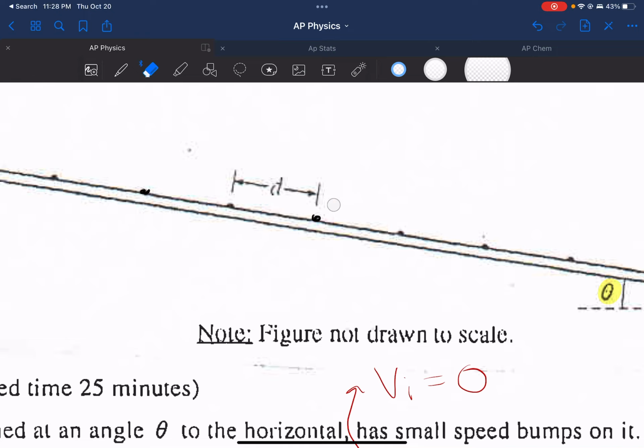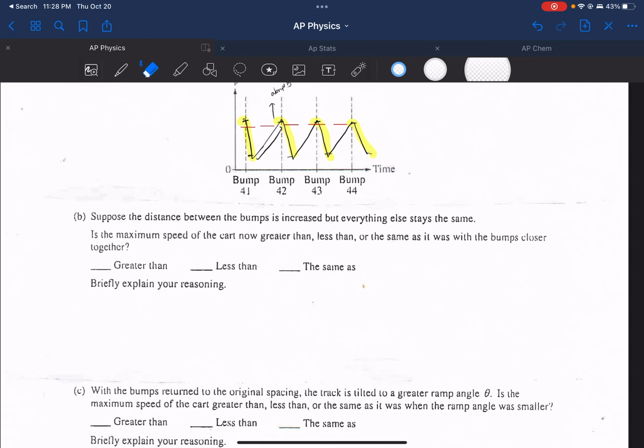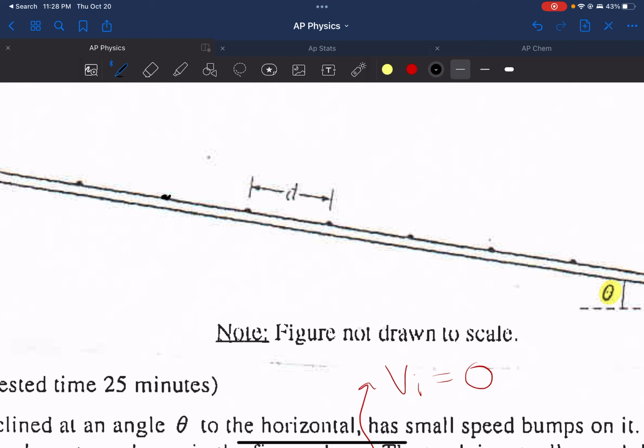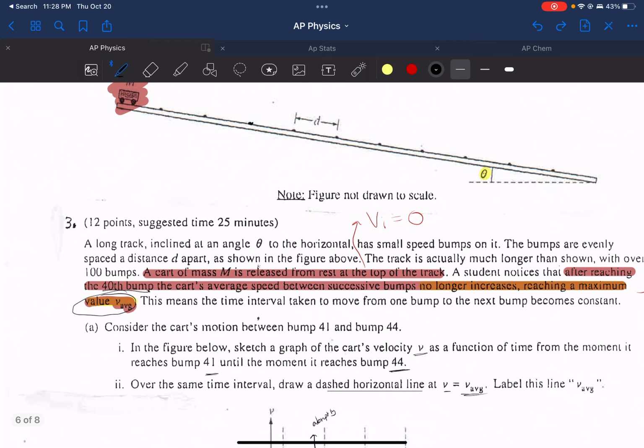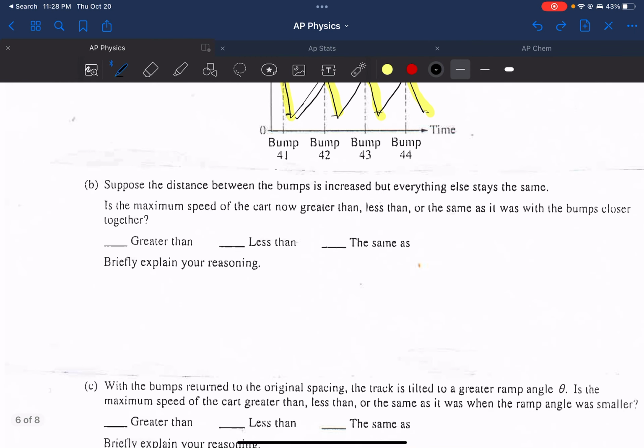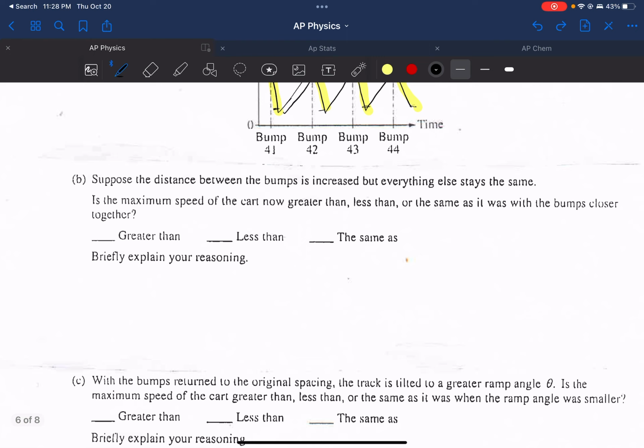So it asks, is the maximum speed of the cart greater than or less than? Well, it's going to be greater than, right? Because when you think of it, the cart's going to have more room to accelerate with more distance. Because when you think of just in general the relationship between distance and acceleration, they're related to each other. They're proportional to each other. Okay, so I'm going to just check off this greater than.